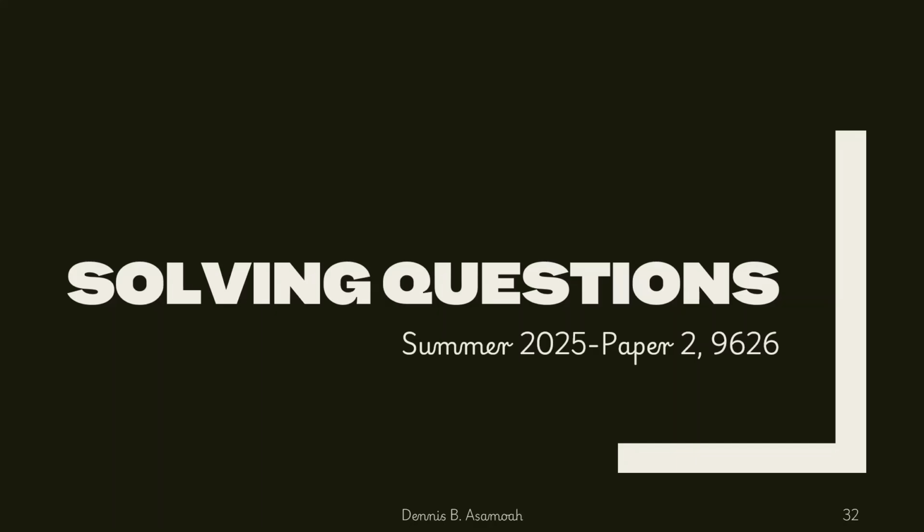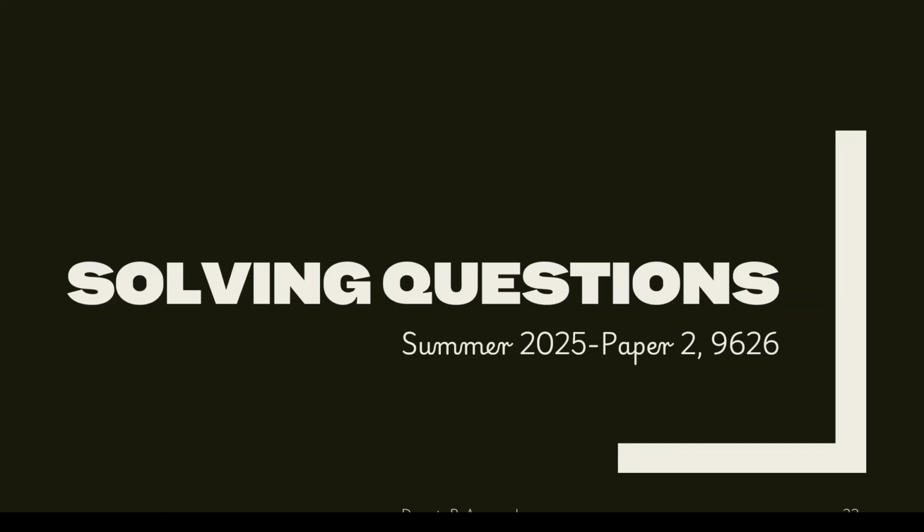Today, we are going to solve a question, the Summer 2025 Paper 2 for 9626. This paper includes most of the concepts that we have looked at so far in all the tutorials under spreadsheet, where we are going to explore some text extracting functions and combine it with lookup functions. Let's get into it.